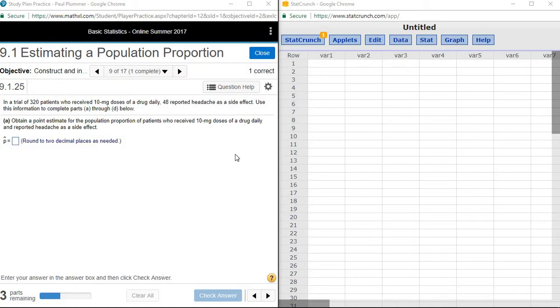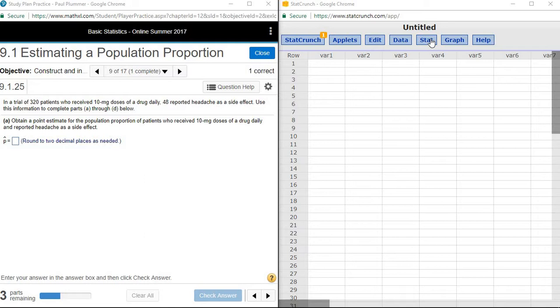Let's look at how we can use StatCrunch to build a confidence interval for population proportion. Before we build the confidence interval for proportion, we'll first ask the question, what is the point estimate? The point estimate would be the number of successes, that would be 48, out of the 320 patients. And so we can do this on a calculator.